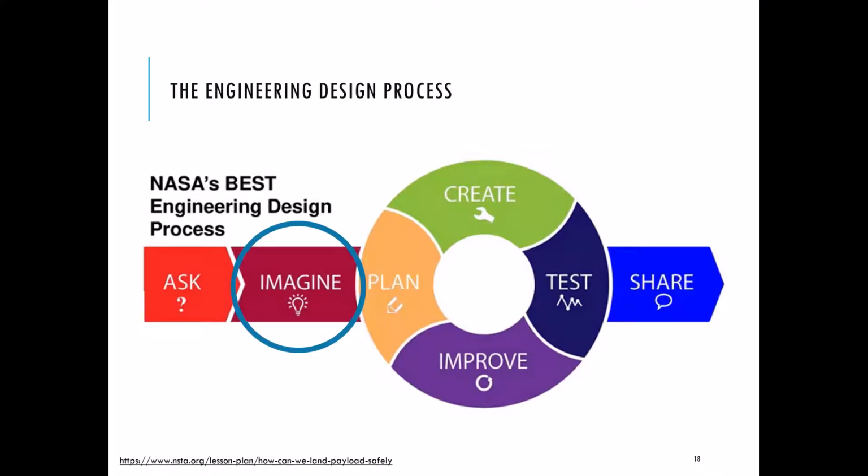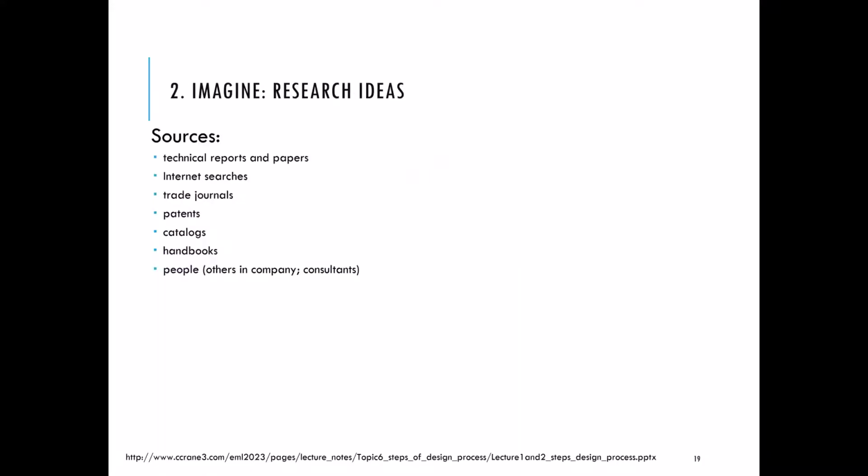All right, so we were done in the asking phase. Now we're going to start to imagine. So the first part of imagining it is researching ideas. There are a lot of different sources that you can get information from. So that could be technical reports, internet searches, trade journals, patents, catalogs, handbooks.